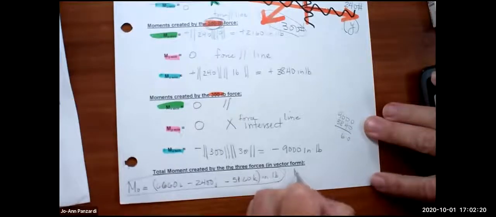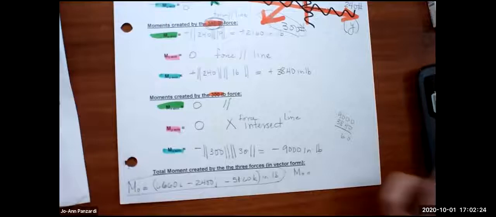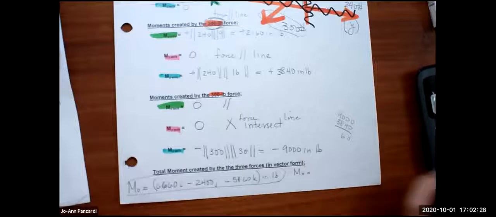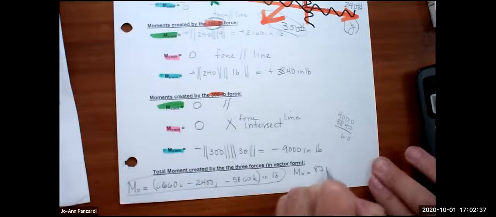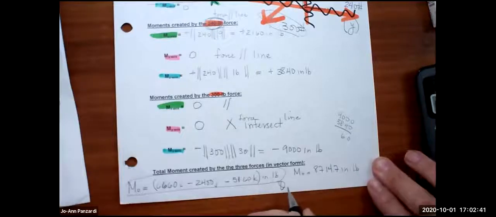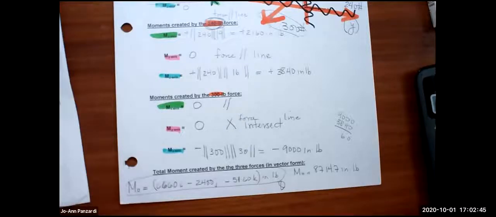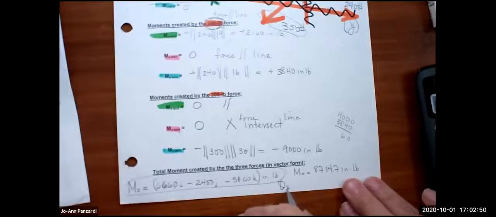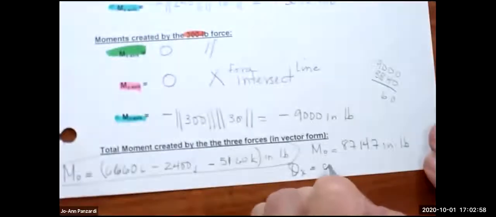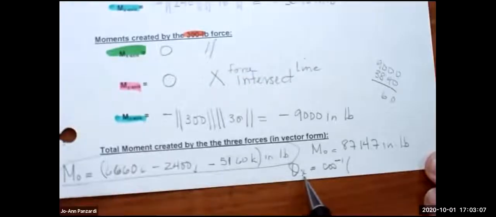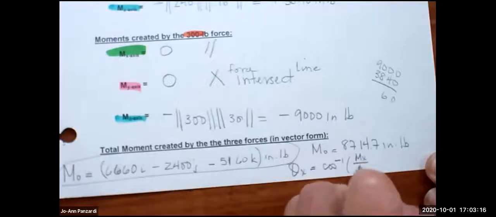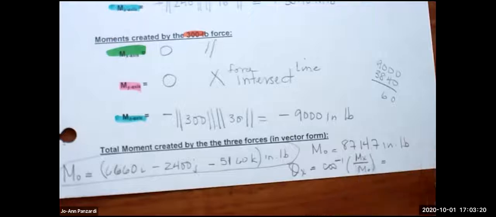So the magnitude of M_O would be the square root of 6,600 squared plus 2,400 squared plus 5,160 squared, which equals 8,714.7 inch-pounds. And then how would you calculate the x direction angle? You would take the inverse cosine of each one of the components divided by the magnitude. Great. So to find theta x, the direction angle in x, it's the inverse cosine of the moment in the x direction divided by the magnitude of the moment, and we would get those values.